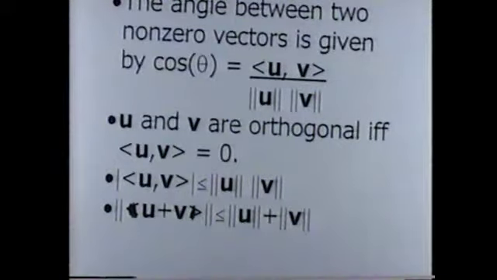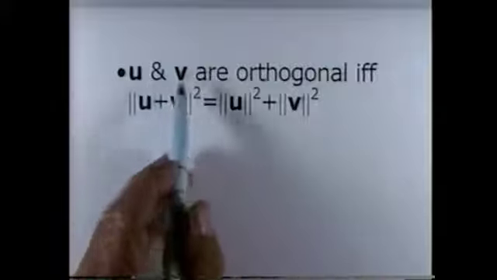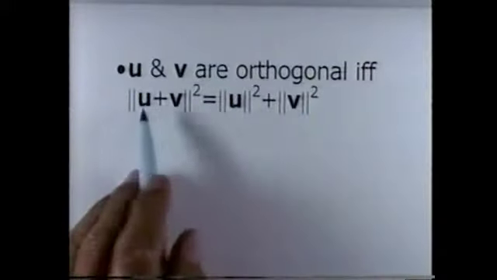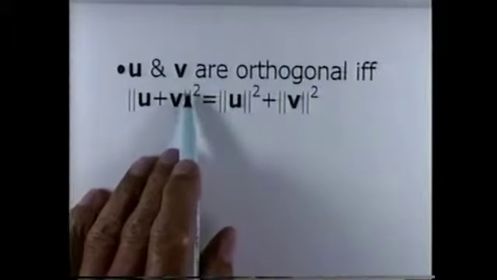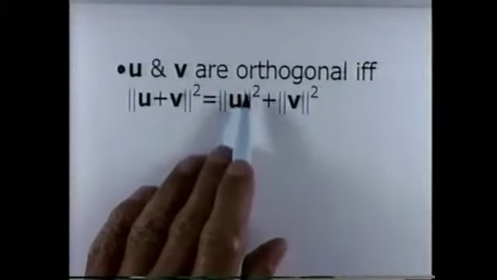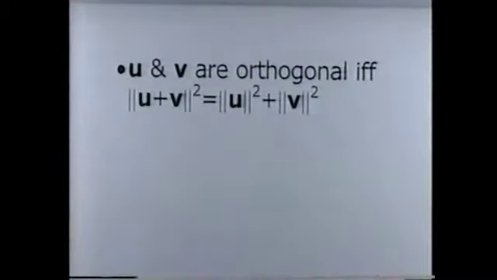And the Pythagorean equation holds true. u and v are orthogonal if and only if the magnitude of u plus v, quantity squared, is the magnitude of u squared plus the magnitude of v squared, or the norm I should be using with inner product.